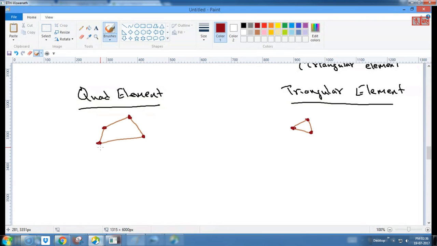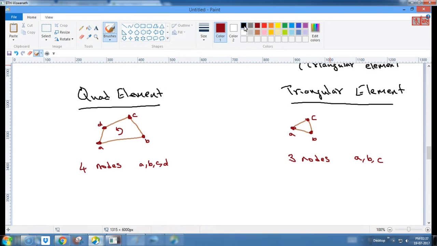4 nodes are there. The nodes are, let me call them A, B, C, D. It's a usual practice to go in either a clockwise or an anti-clockwise manner. So generally I follow a numbering scheme in an anti-clockwise manner. Similarly, I can use A, B, and C. So here I have 4 nodes: A, B, C, D. Here I have 3 nodes: A, B, and C.